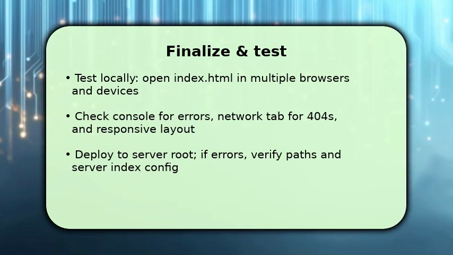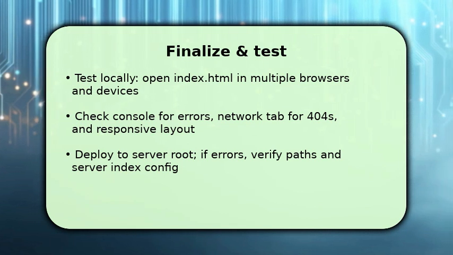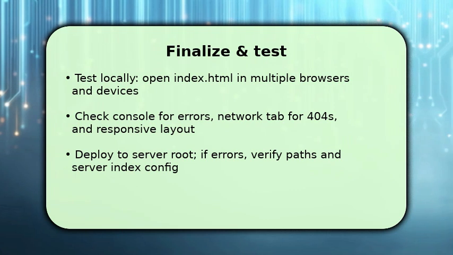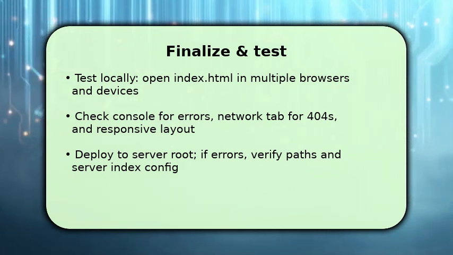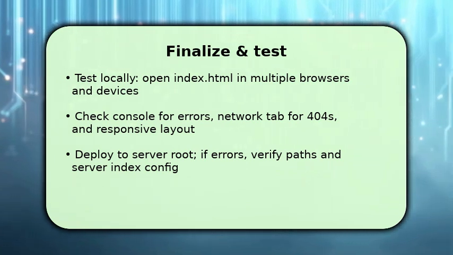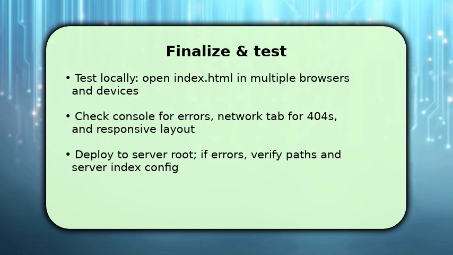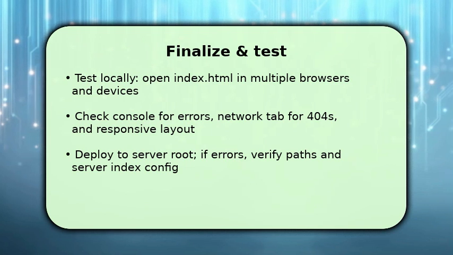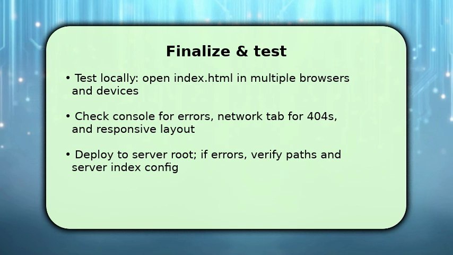Open index.html locally across browsers and devices to confirm consistent rendering. Look at the console for script errors and the network tab for missing resources. 404s mean broken links or wrong paths. Once satisfied, deploy the file to the server root or publish directory so it serves as the default. If the page doesn't load, troubleshoot the common causes: incorrect file path, wrong casing, or server not configured to use index.html. Fix those and reload.